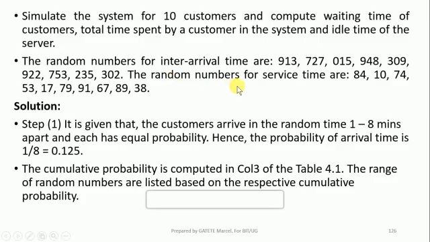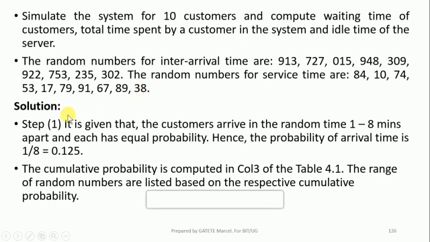The random number of service time means that this is the first customer, it is for 84 minutes here. Here we have 10 minutes. The last one is 38 minutes.